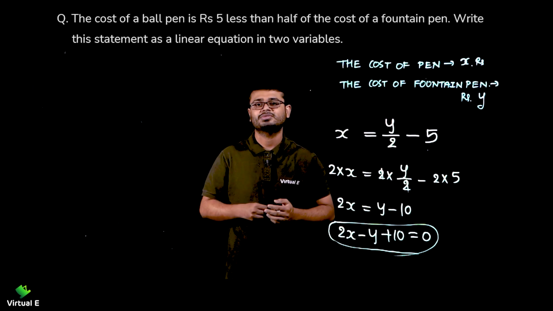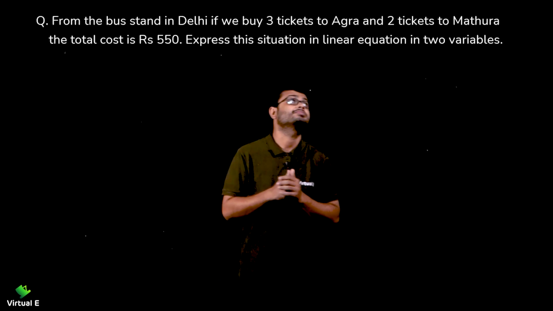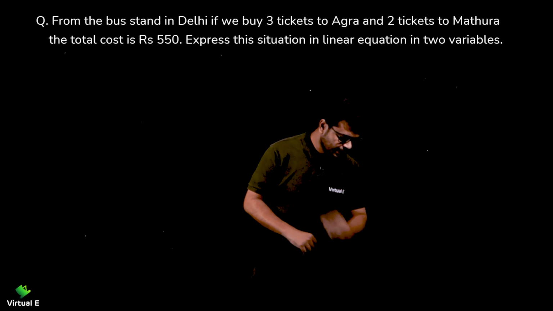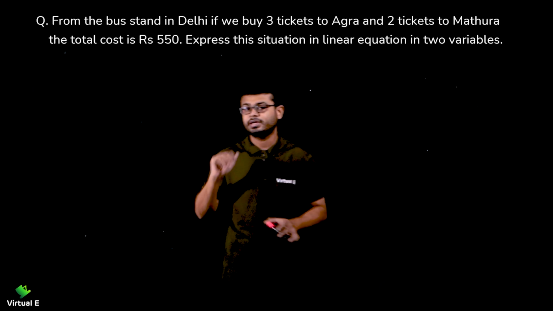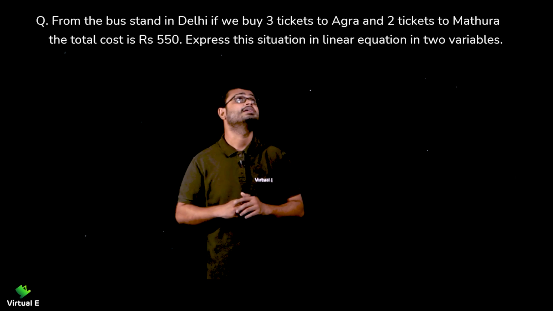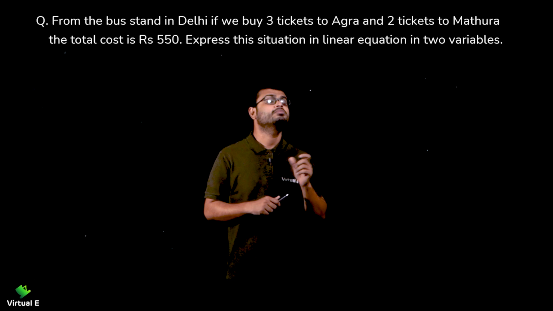Let's discuss the next question now, related to word problems only. From a bus stand in Delhi, if we buy 3 tickets to Agra and 2 tickets to Mathura, the total cost is rupees 550. Express this situation in linear equation in two variables. Again here we need to identify the two quantities, one for x, another for y. So what could it be? It's given 3 tickets to Agra and 2 tickets to Mathura.